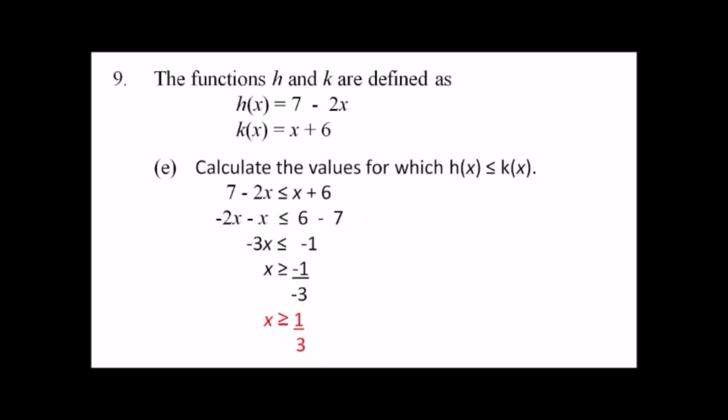And 9e, calculate the values for which h of x is less than or equal to k of x. So put 7 minus 2x less than or equal to x plus 6. X to the front, you get minus 3x is less than or equal to negative 1. So x, you switch it around because you're dividing by a negative. X is greater than or equal to negative 1 over negative 3, which is 1 over 3. X is greater than or equal to 1/3. Final answer.